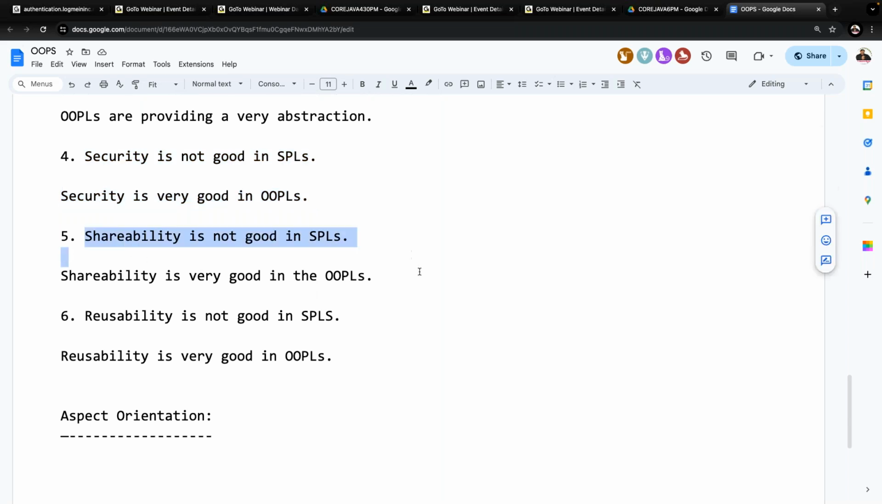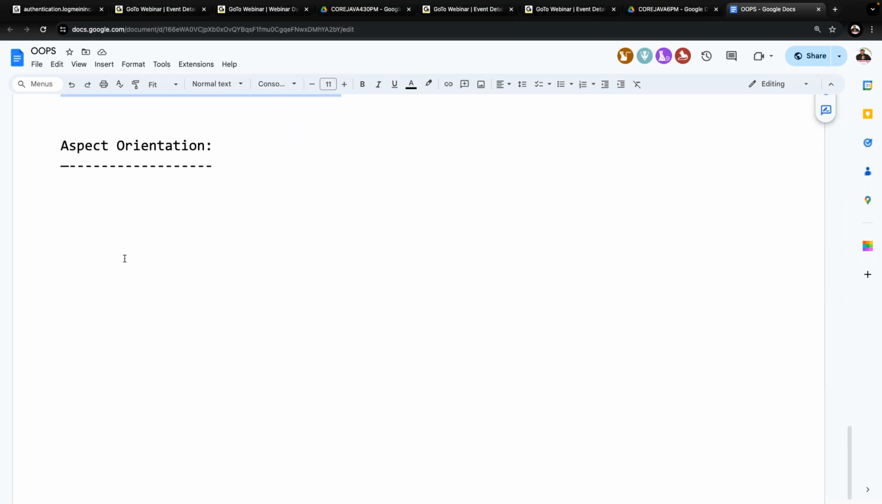Shareability is not good in structured programming languages. Shareability is very good in object-oriented programming languages. Reusability is not good in structured programming languages. Reusability is very good in object-oriented programming languages. That's it. These are overall the topics we understood in the last class.